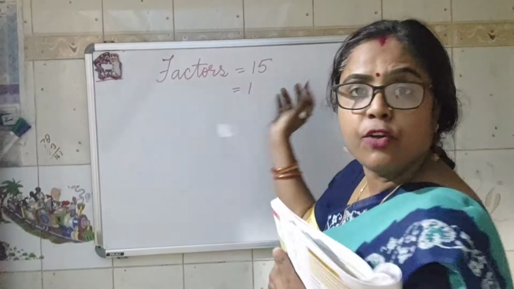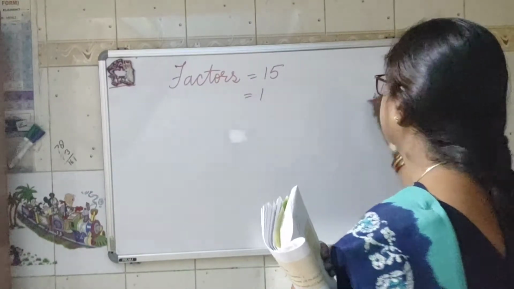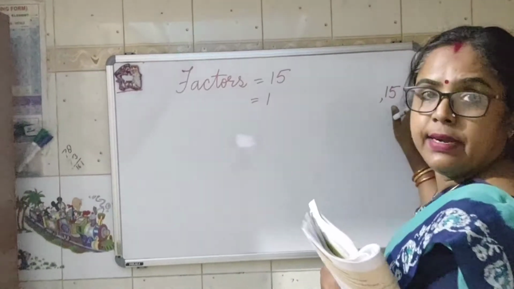And the last factor of every number is the number itself. So it is 15. This is 1 and this is 15. First and last I have written there.